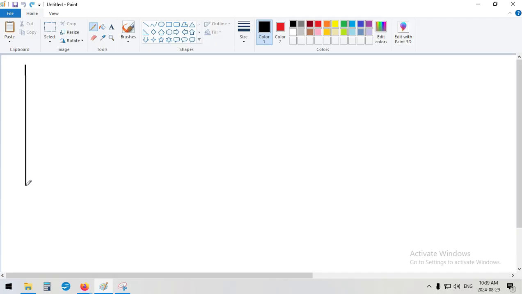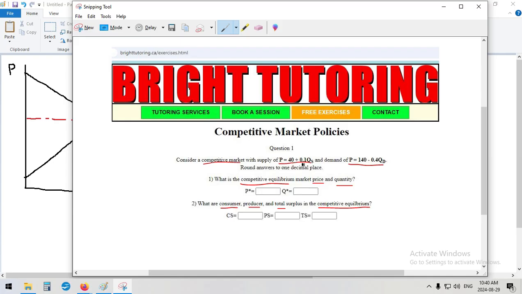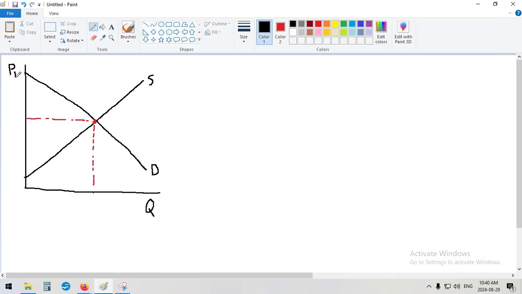So let's graph the supply and demand curve so that way we can see what we're doing here. Here we have price and quantity, and we have the supply and demand curves. Now we know our competitive equilibrium will be right here where supply equals demand. So let's draw that in. And then we also have the choke prices. For our supply curve, we can see it starts at a price of 40. And for the demand curve, it starts at a price of 140. So let's add those in here. We have 140 up here, and we have 40 down here.